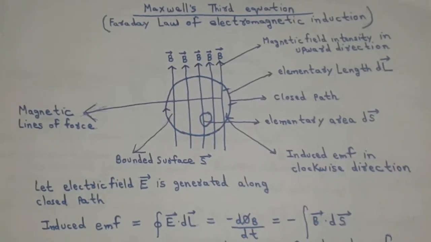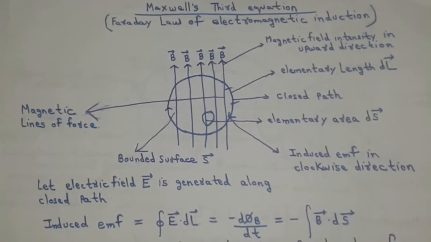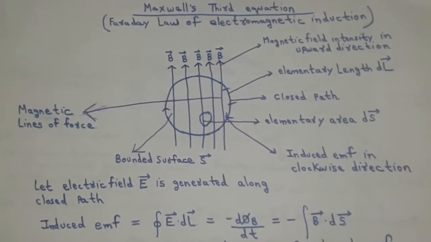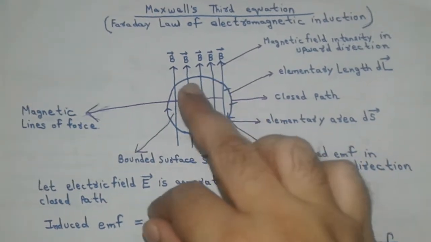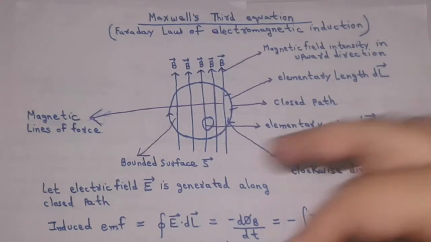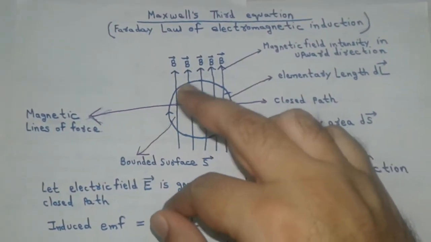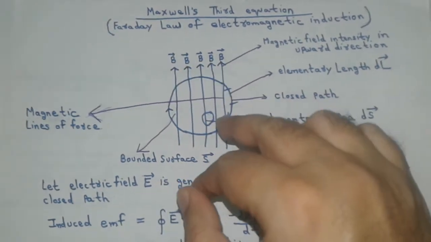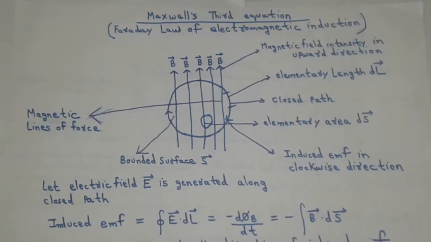Students, today we will learn Maxwell's third equation, which is also known as Faraday Law of Electromagnetic Induction. Let us consider a closed path inside which there is a bounded surface S. As we know, the number of magnetic lines of force passing through the bounded surface S is the magnitude of magnetic flux linked with the bounded surface.